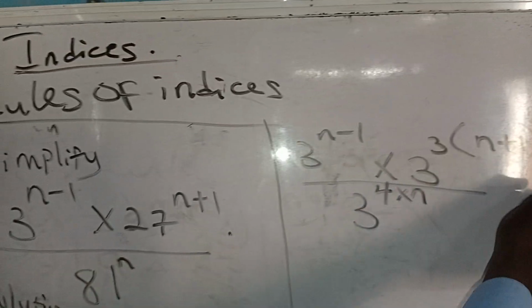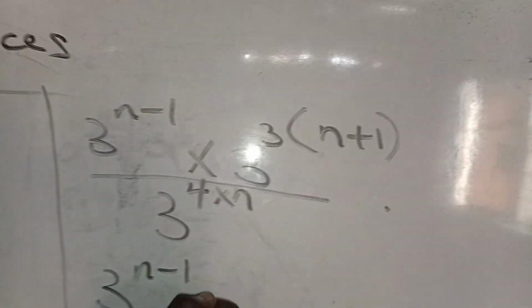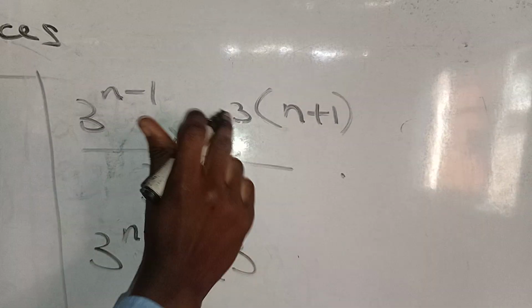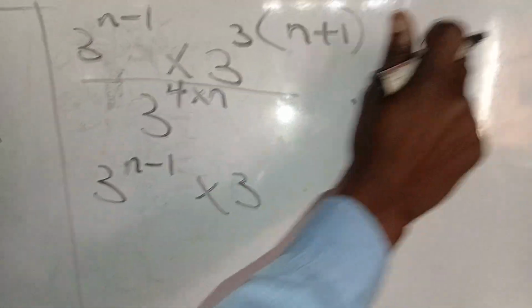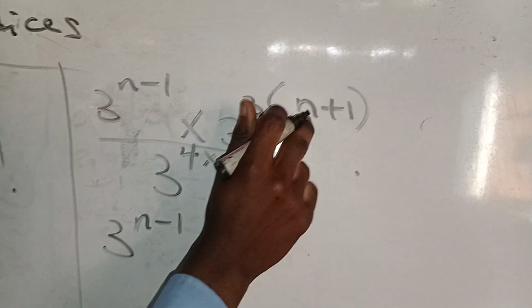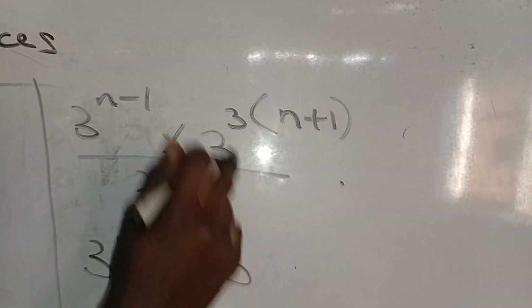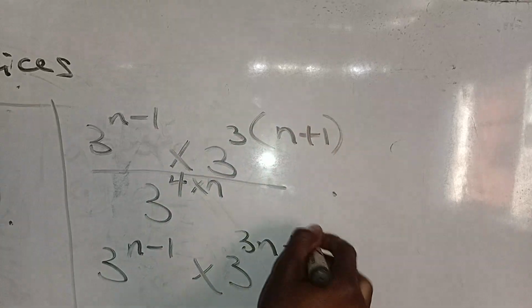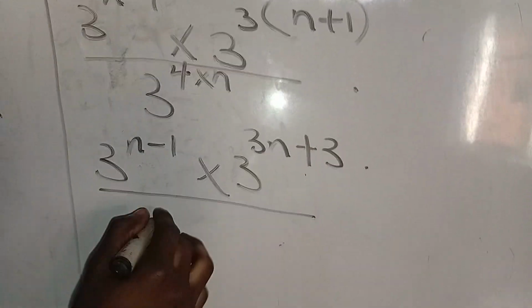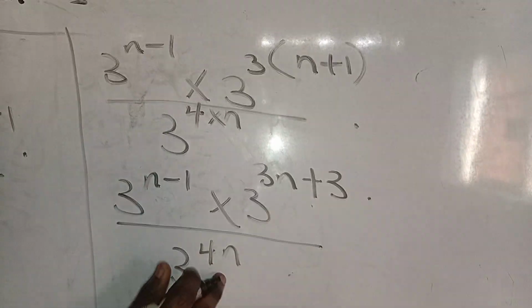times n. So now we are going to have 3 raised to power n minus 1 times 3 raised to power, open the bracket. What I mean by open the bracket is that let's solve the bracket first. 3 times n, like I've said, bracket simply means multiplication. 3 times n gives us 3n, plus 3 times 1 gives us 3, over 3 raised to power 4n. Why is it 4n? 4 times n gives us 4n.